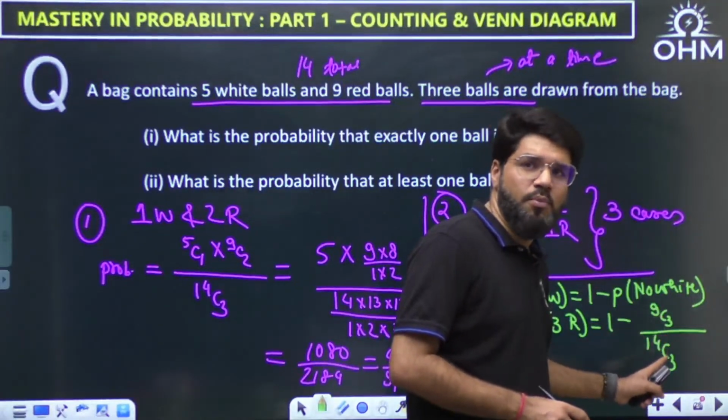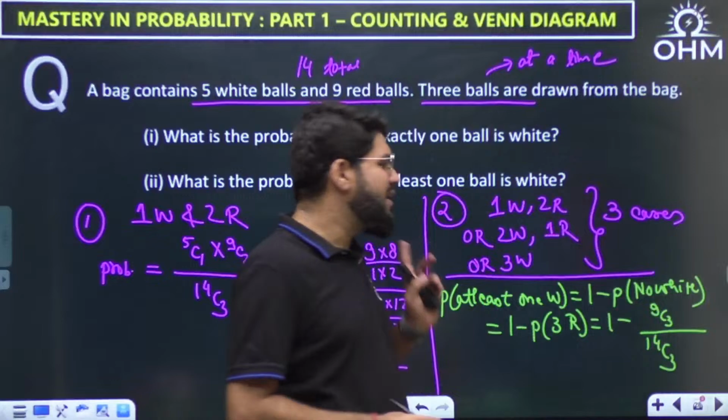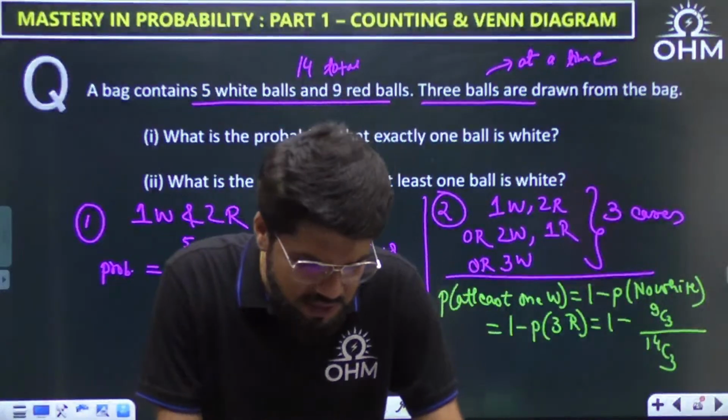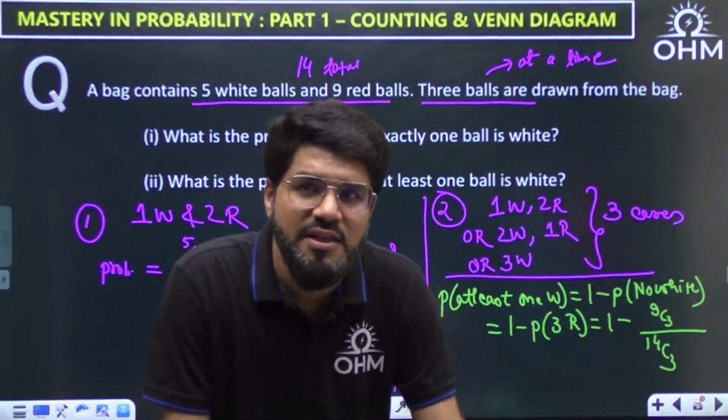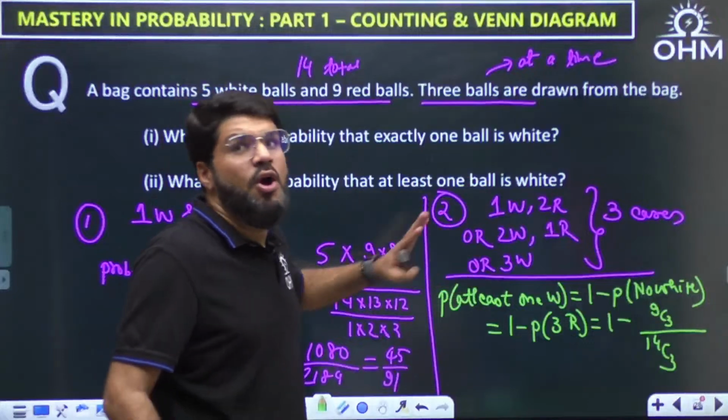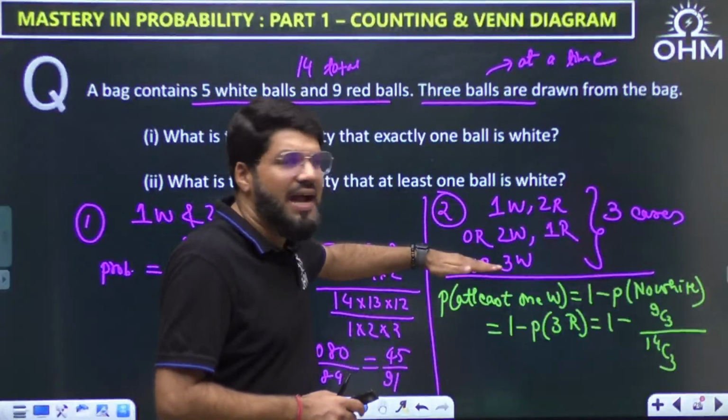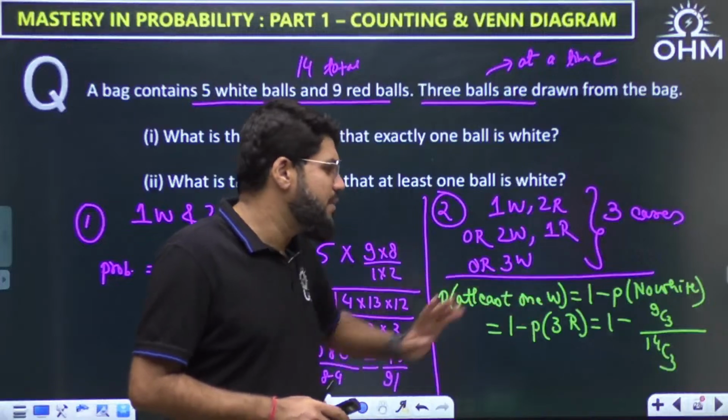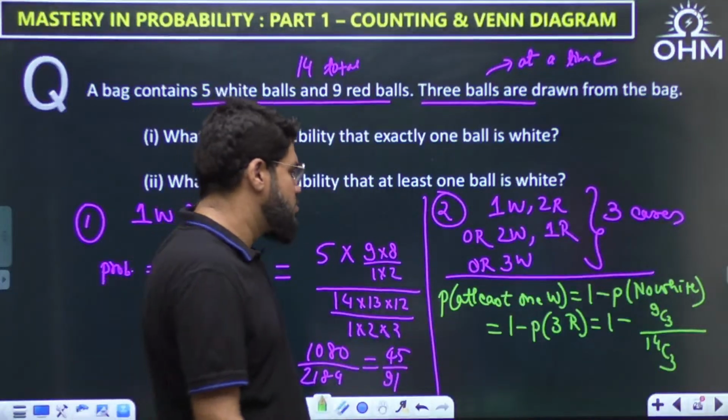That means no white ball. And 1 minus none will give you at least 1. So this comes to a simple calculation. This will be a single calculation. Otherwise you have to solve 3 different probabilities. Although if you solve 3 probabilities and add, the answer will eventually be the same as this one.